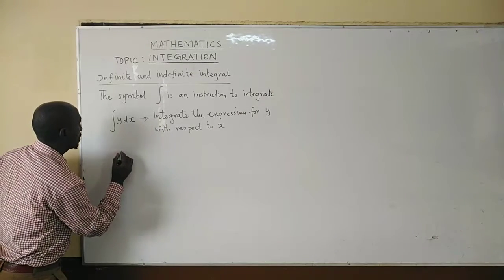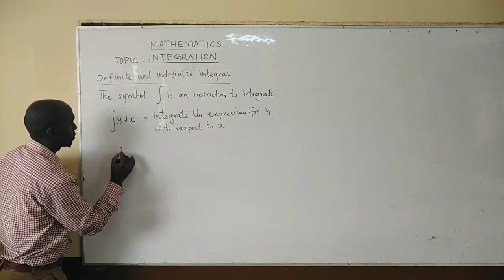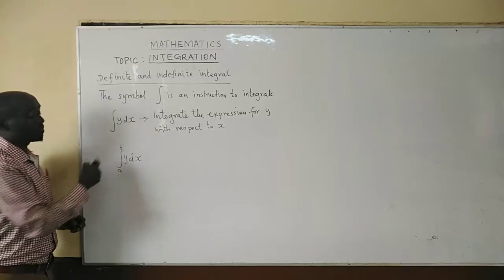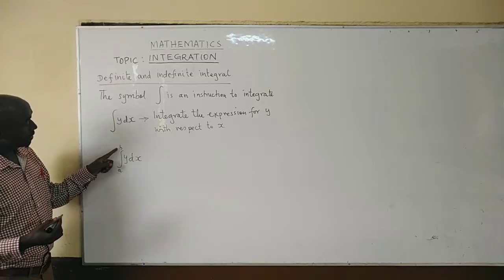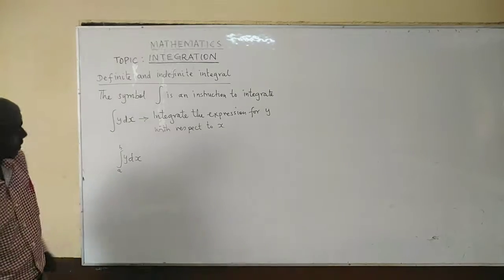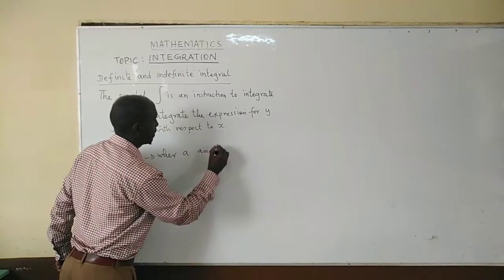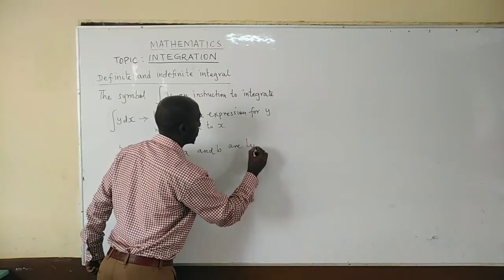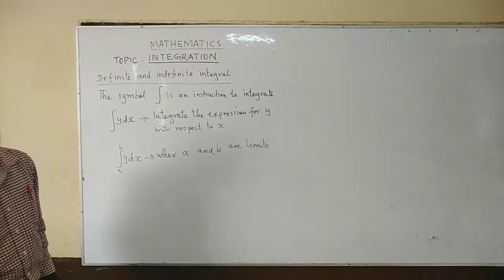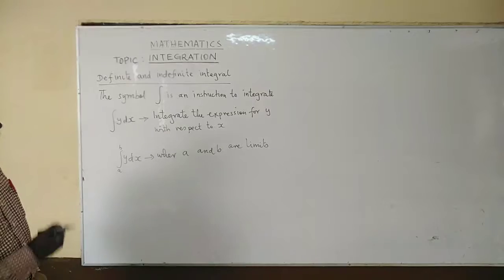Sometimes this integral symbol has limits, written like that. This is a, this is b. This a and b are called limits. A is the lower limit, b is the upper limit.